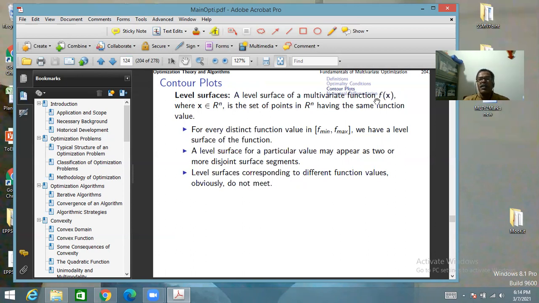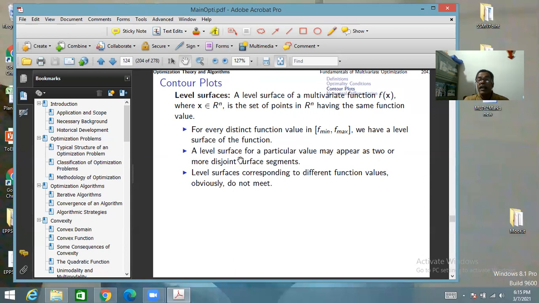For a multivariate function f(x), the surface on which at every point the function has the same value, such a surface is called a level surface. Okay? So the set of points in n-dimensional solution space for which the function value is same is a level surface. So it's level, you see. So for every distinct function value in the interval from minimum to maximum, we have a level surface of the function.